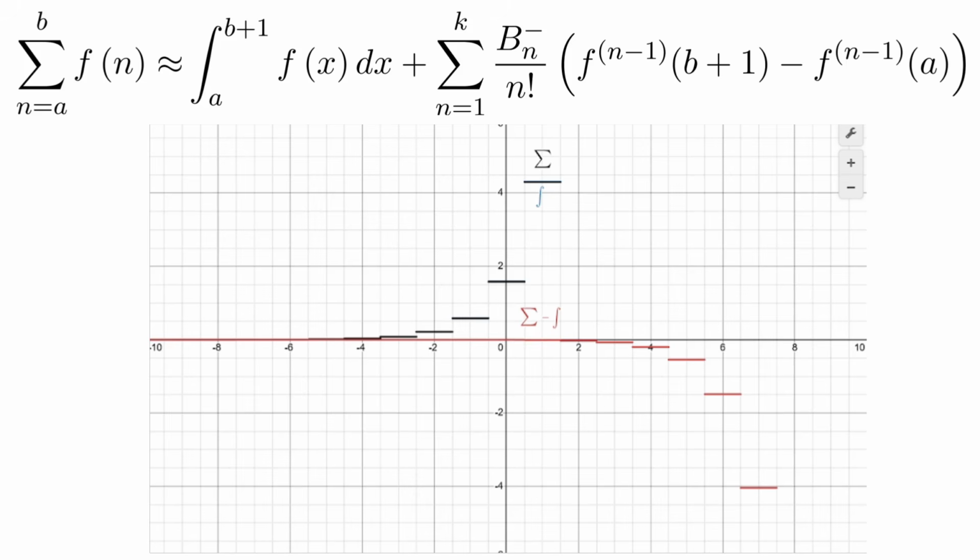So now you know how to approximate large sums using integrals with the Euler-Maclaurin formula, which we've just derived.